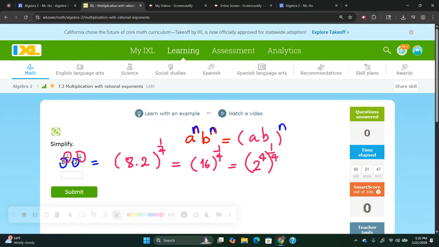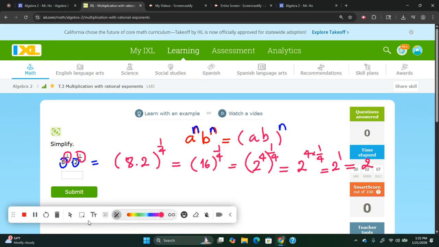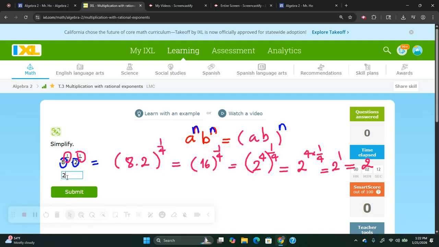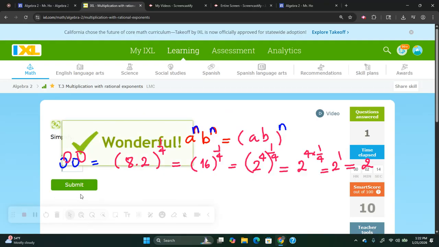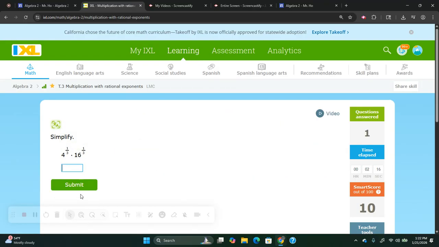So now you have the exponent on top of another exponent, so you can multiply them together. All right, so 4 times 1/4. Okay, so 4 times 1/4, that's number 1. So 2 power 1, that's number 2. So the answer of this problem is number 2. So let's go and put down number 2. Here we go. Submit. Voila.